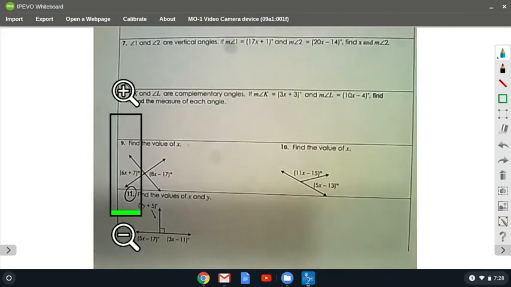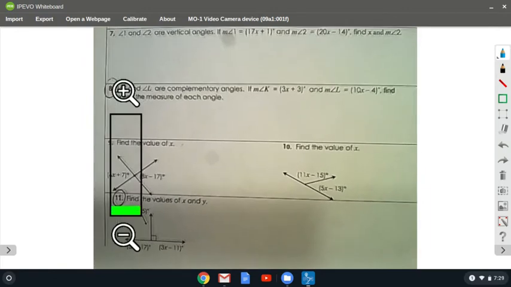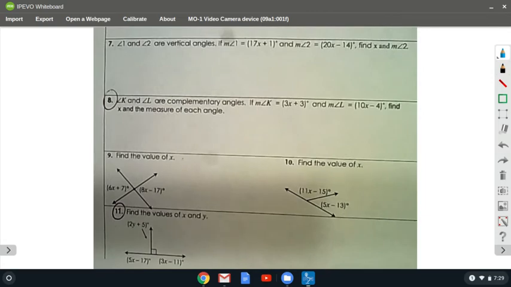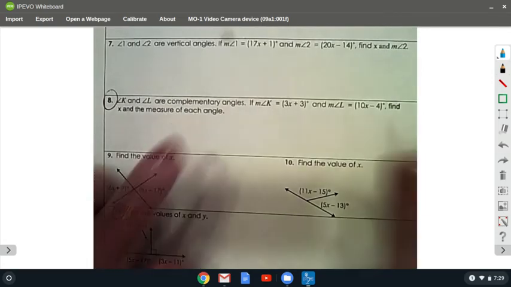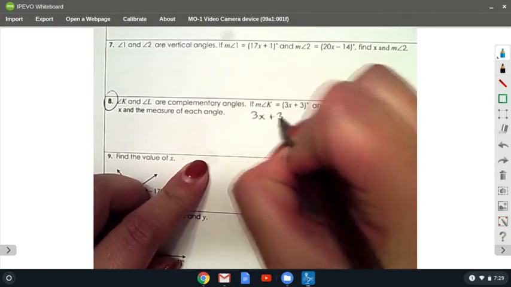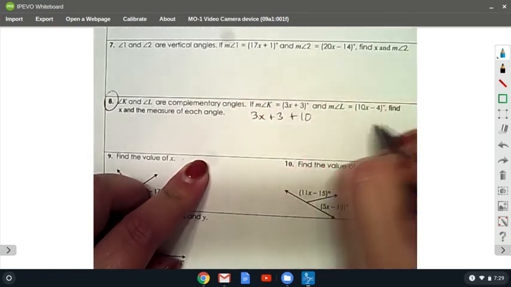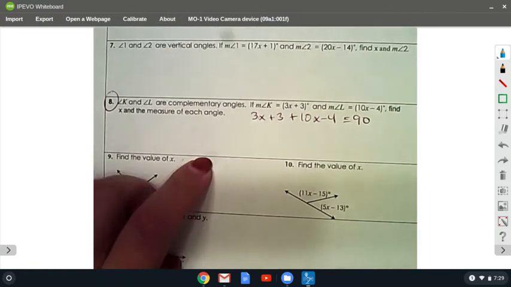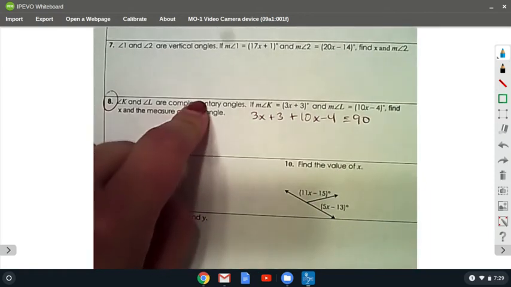So number 8 here, it says that K and L are complementary angles. That means if they're complementary, then they add up to 90 degrees. So I'm going to go ahead and take these two angles, add them together, and set them equal to 90 degrees. Okay, so complement means that they add to 90.